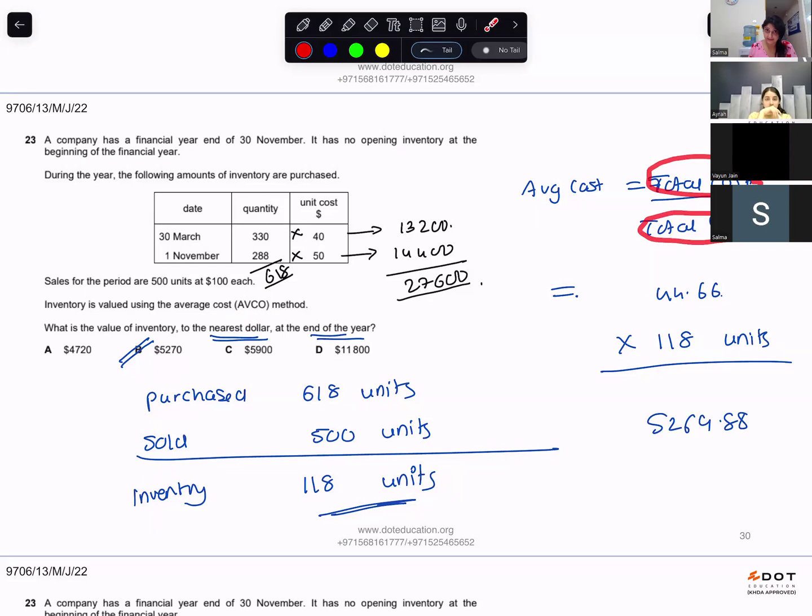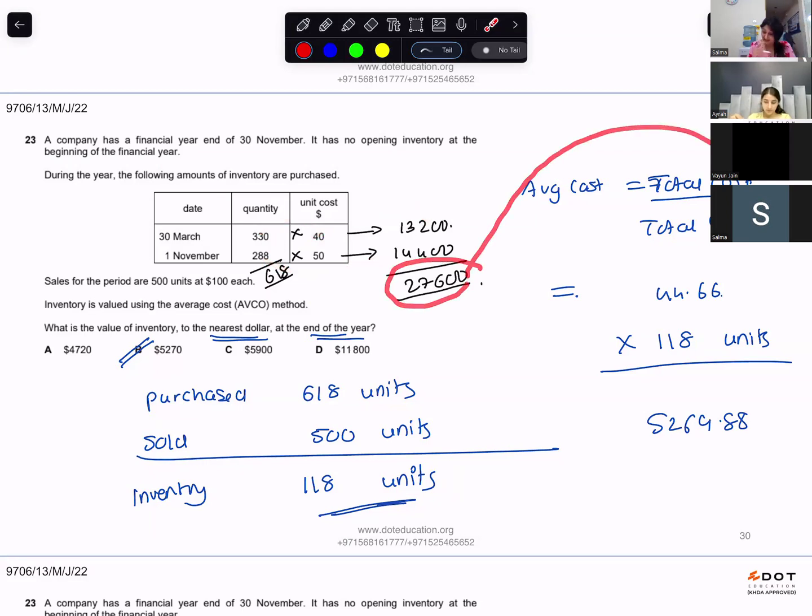Your total quantity that you purchase is 330 plus 288, so it is 618 units. When I'm talking about the total cost, it would be quantity into price per unit. So the total cost for 330 units is this, and the total cost for 288 units is this. So the total cost is 27,600.